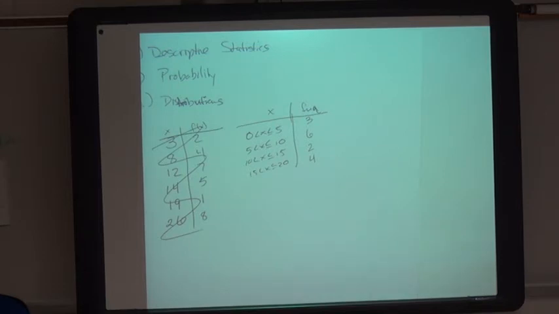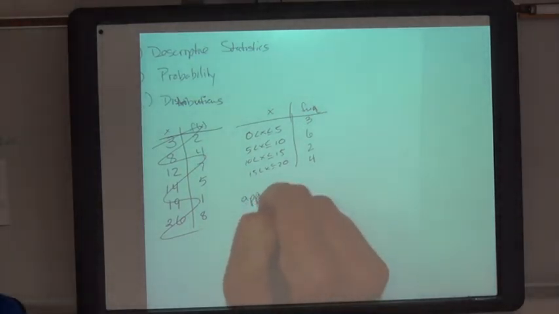But what if I asked you what's the mean of that data? Well, you can't give me an exact answer because you don't know what every data point is. You can, however, give me an approximate mean. Don't you get the middle of each one? Right, to find an approximate mean.